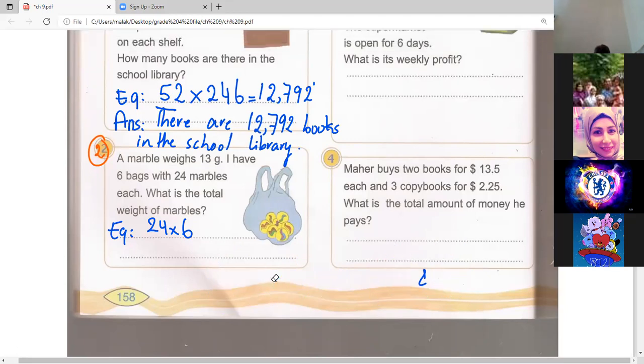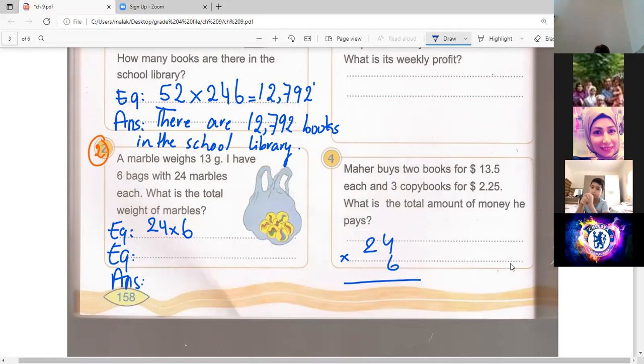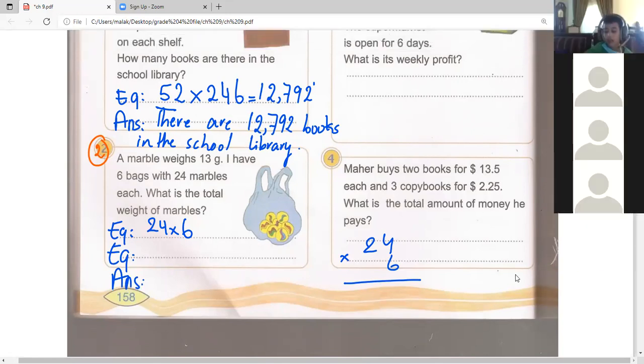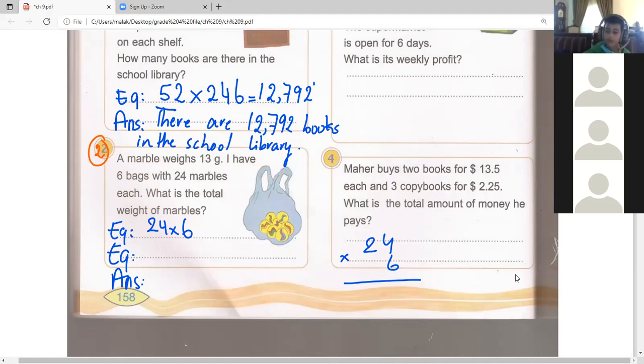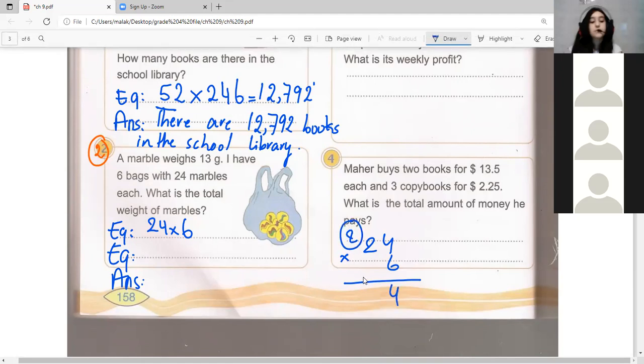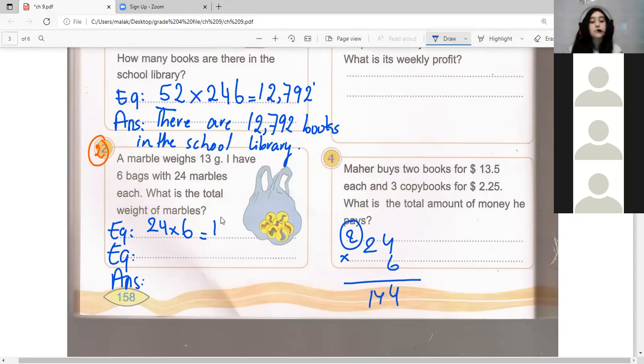Let's arrange it. 6 times 4, 24. 4 down, we carry 2 up. 6 times 2, 12. 12 plus 2, 14. So 144 marbles. Thank you.